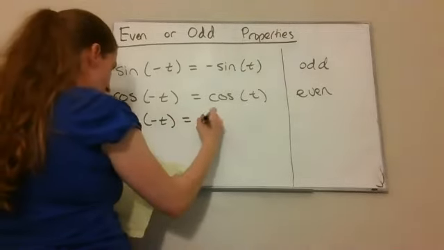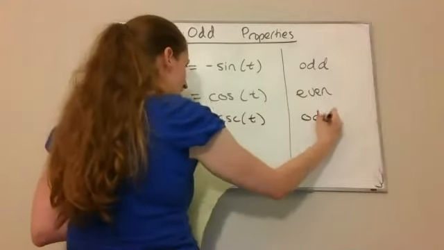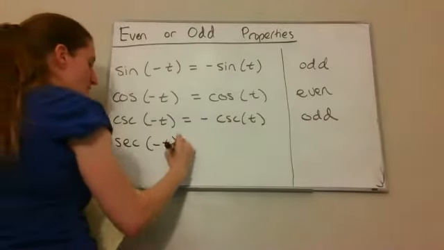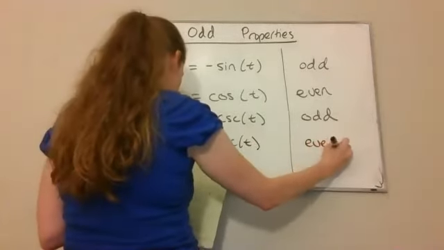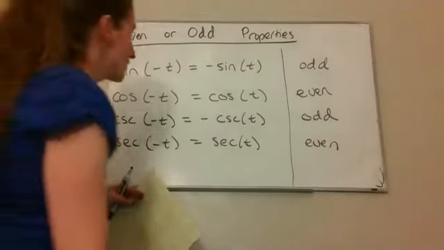Cosecant of negative t is negative cosecant t. That is odd. Secant of negative t is just secant of t. That's even. And then I just have tangent and cotangent left.